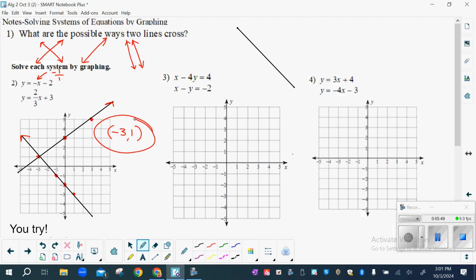Frequently, when doing these, a lot of students will just draw the graph and stop there. But the actual solution is the point where they cross. Okay, so for number 3, what do we do on number 3?